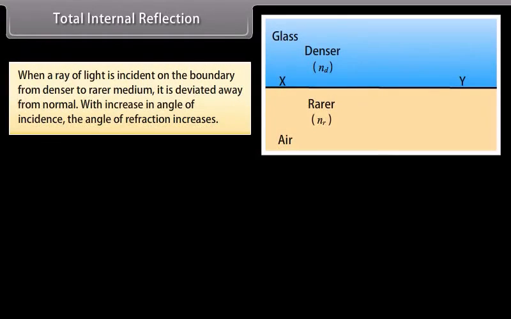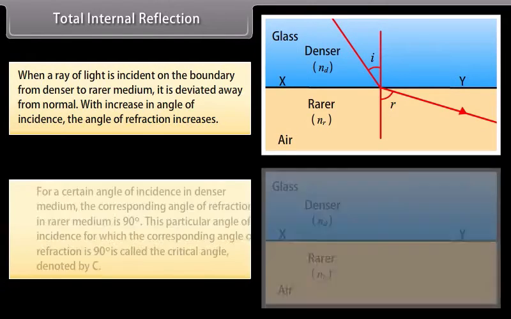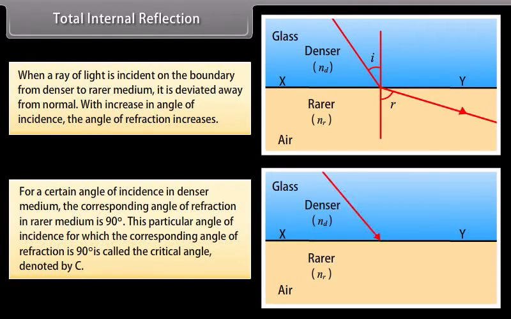Total internal reflection. When a ray of light is incident on the boundary from denser to rarer medium, it is deviated away from the normal. With increase in an angle of incidence, the angle of refraction increases. For a certain angle of incidence in denser medium, the corresponding angle of refraction in rarer medium is 90 degrees.